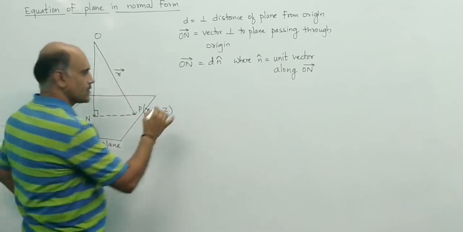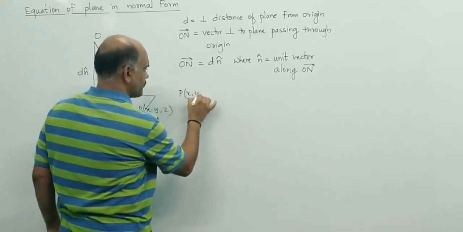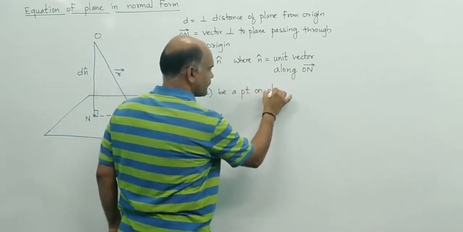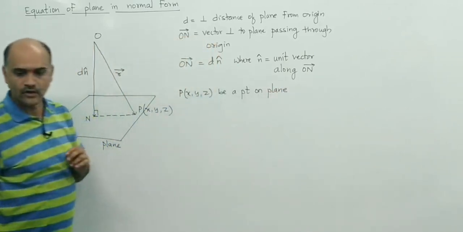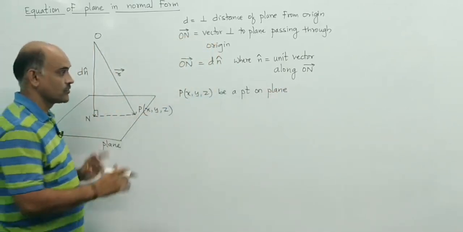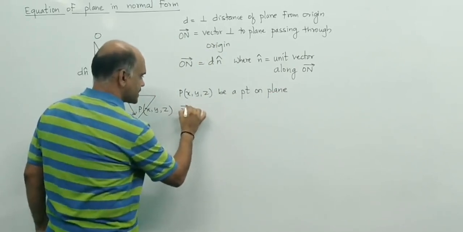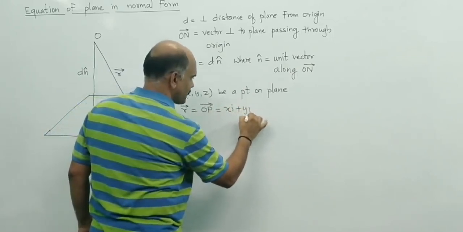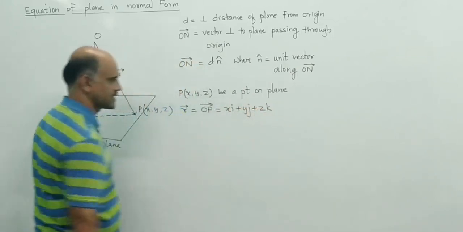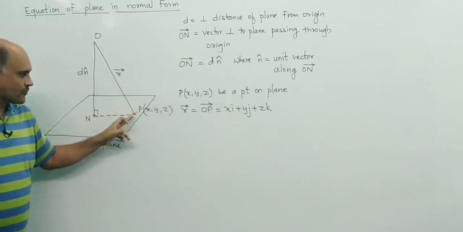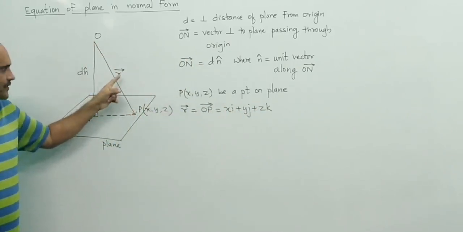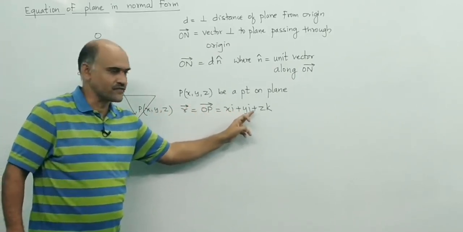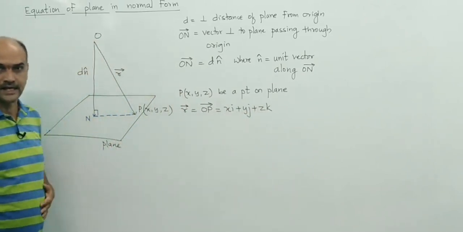Now P is a point on the plane. So P(x, y, z) be a point on the plane. Therefore the position vector of point P, that is R, is equal to OP, which is equal to xi plus yj plus zk. So the position vector of point P is OP and I have denoted it as R. So R is equal to xi plus yj plus zk.